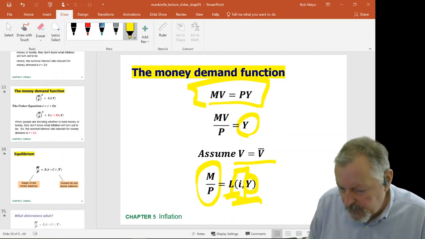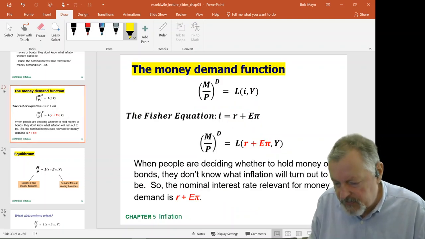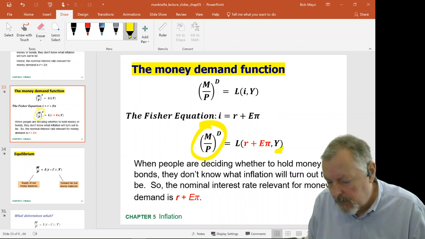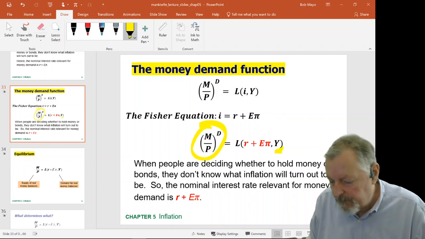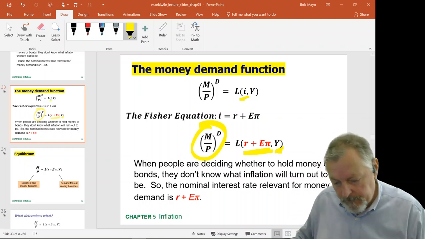In this, what determines the interest rate? This is the same thing, demand for cash balances, size of the economy, but here the interest rate, the nominal interest rate, is the real rate plus expected inflation. That's just from the Fisher equation.